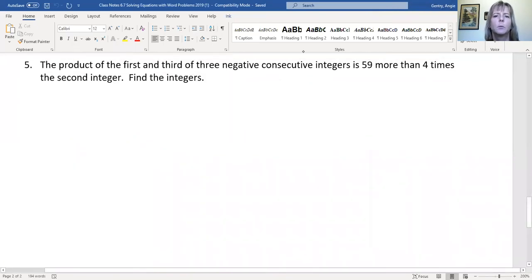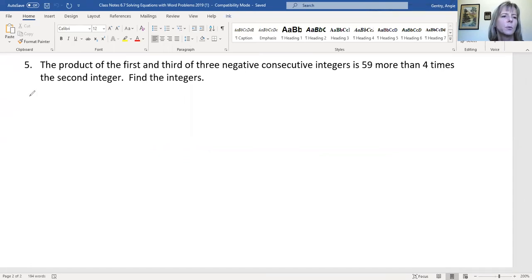So here's a problem. It's another integer problem. So what you do when you see an integer problem is you're going to say let x be always the first integer. And then you say, what else do I need? In this case, I need second and third.